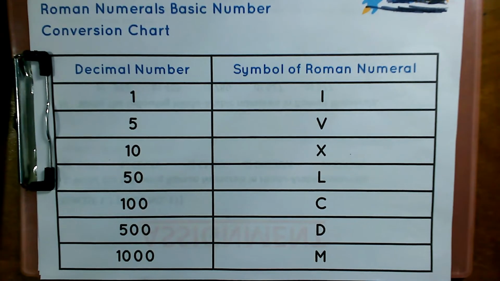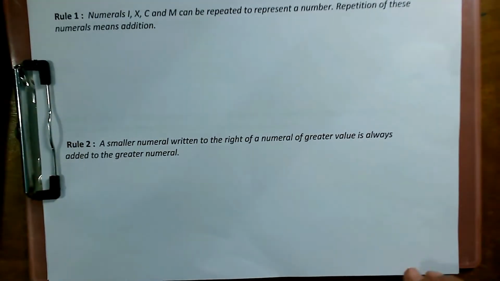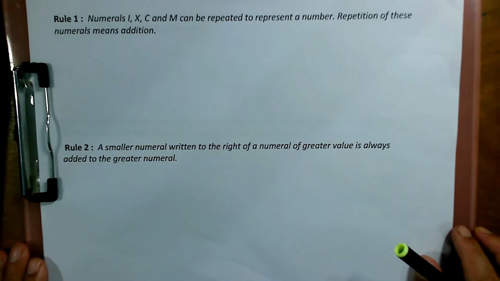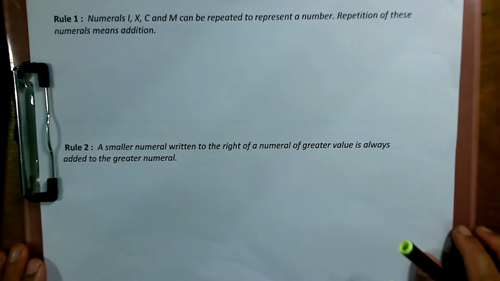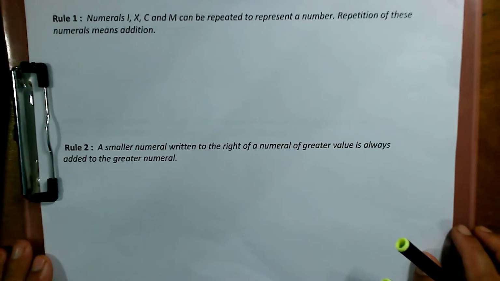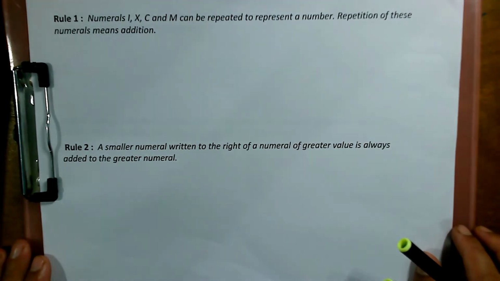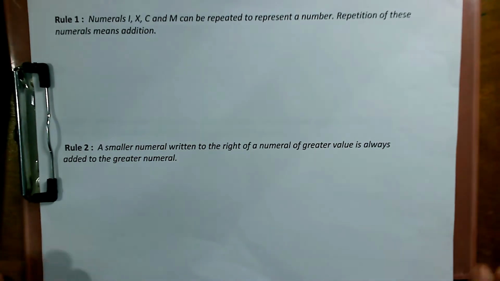So let's start with the first rule. Rule number 1 is the numerals, that is I, X, C and M, can be repeated to represent a number. That means the letters I, X, C and M can be repeated. Repetition of these numerals simply means addition. So let me give you an example.